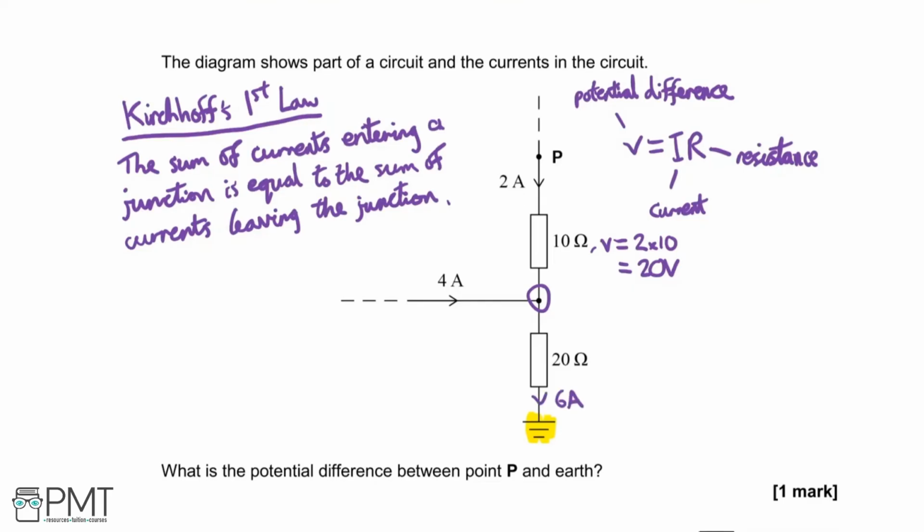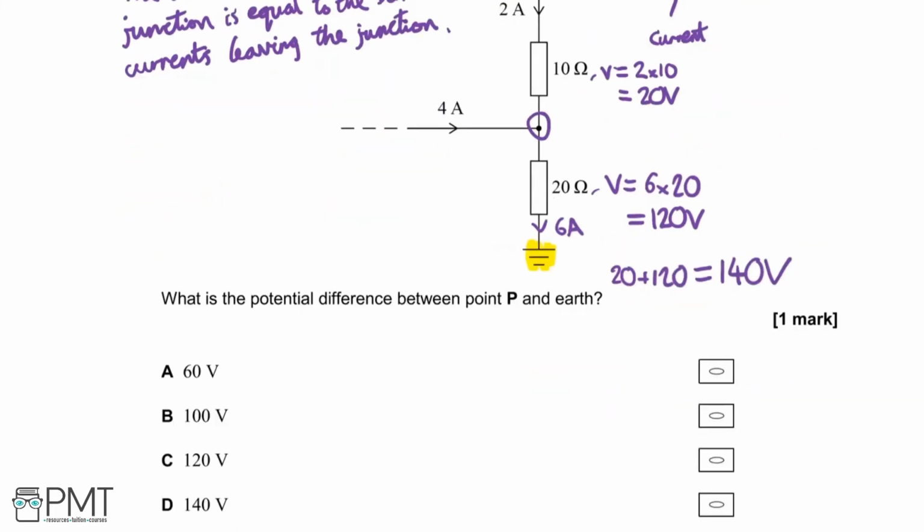So using the same equation that we used before to find the potential difference across the 20 ohm resistor, we end up with 120 volts. So in total, with these 2 resistors combined, remember we add the potential differences in the same way that we would add the resistances, we end up with 140 volts. So let's look at our options. You can see there that option D has 140 volts, so that is our correct answer there.